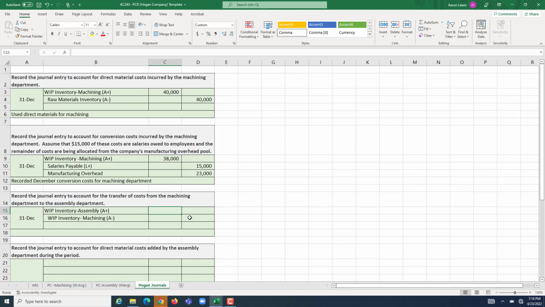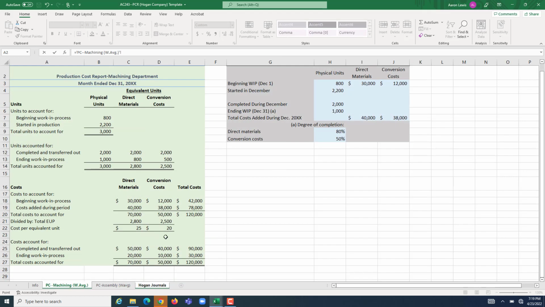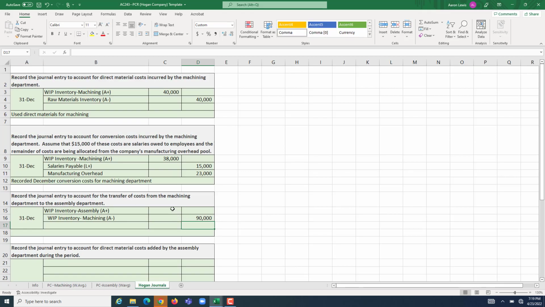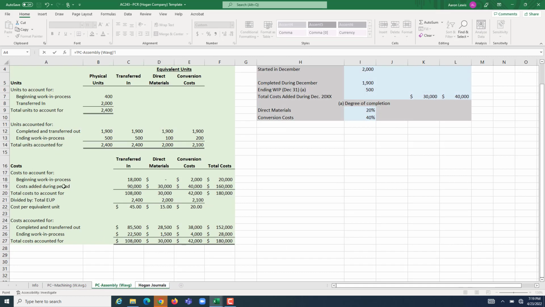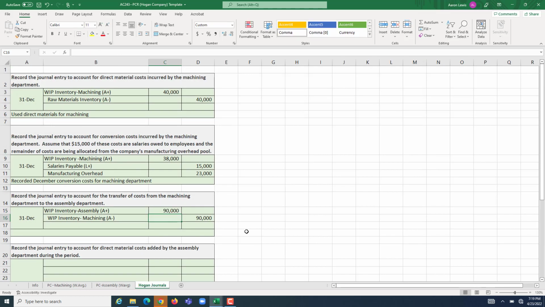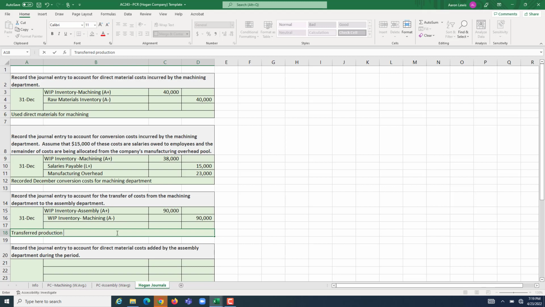We have two places we can go and look this up. If we go to the machining one, click on this credit over here, we're going to see that we transferred out a total of $90,000 worth of costs. If we wanted to, that could also be equal to the amount of costs that were transferred in to the assembly department. So they're both the same number. So we transferred those $90,000 worth of inventoriable costs, and we transferred production costs from machining to assembly.